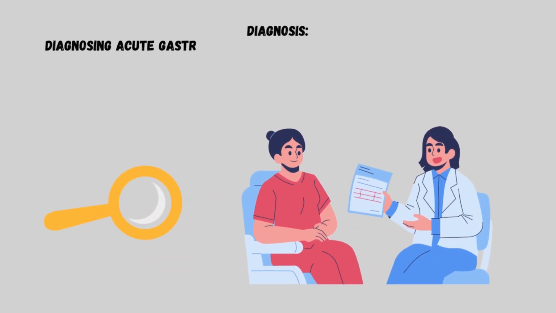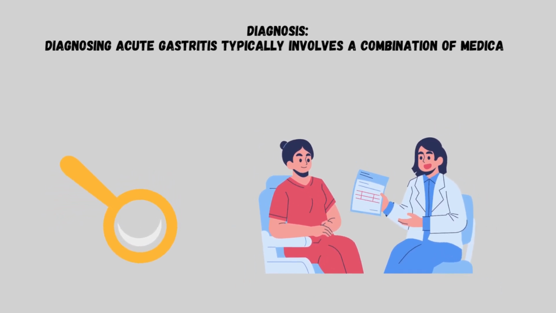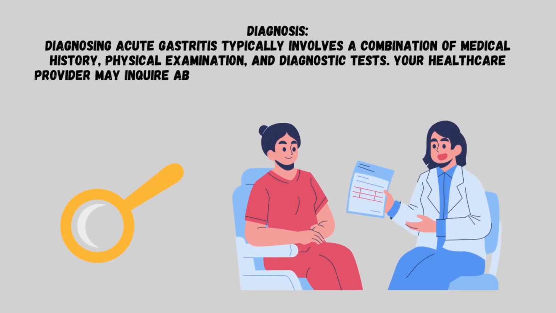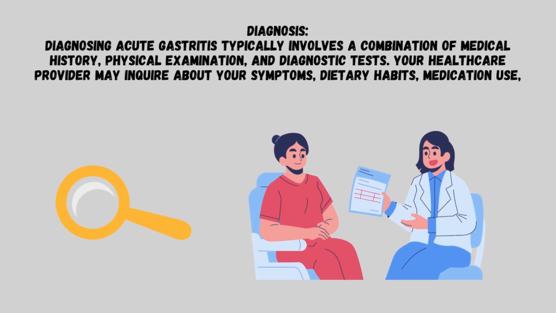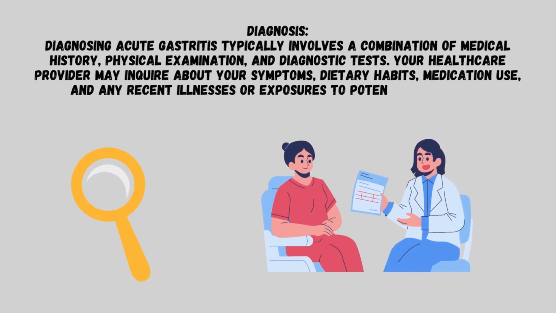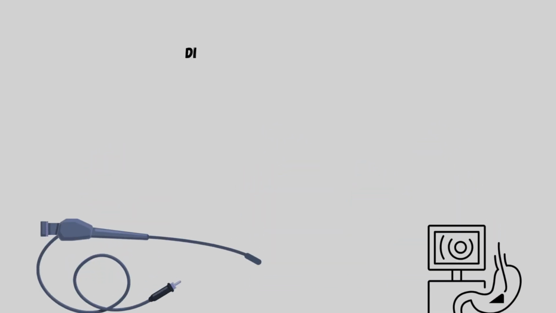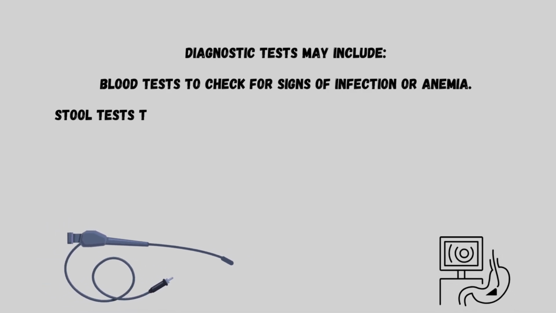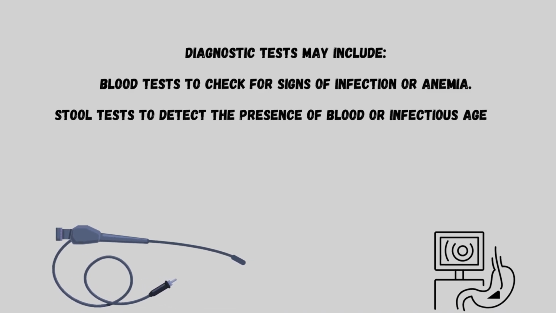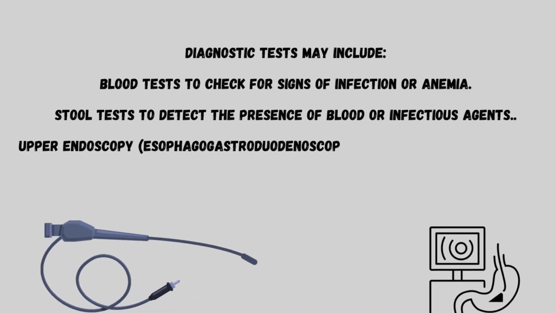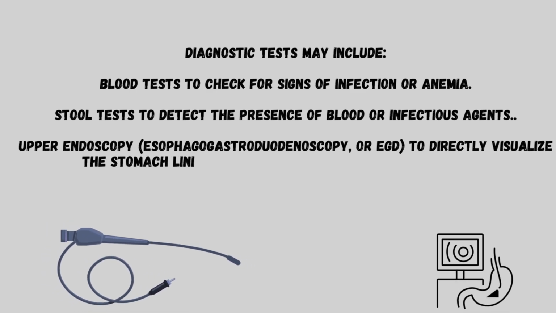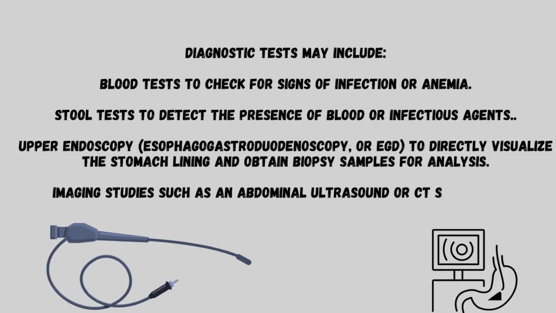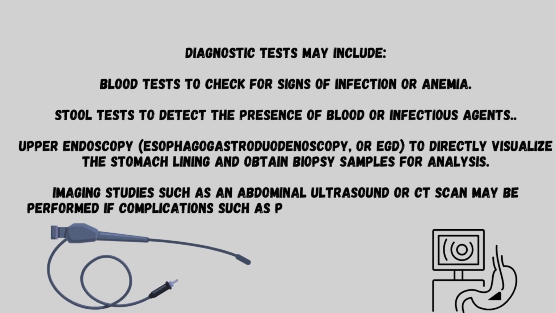Diagnosis. Diagnosing acute gastritis typically involves a combination of medical history, physical examination, and diagnostic tests. Your healthcare provider may inquire about your symptoms, dietary habits, medication use, and any recent illnesses or exposures to potential irritants. Diagnostic tests may include blood tests to check for signs of infection or anemia, stool tests to detect the presence of blood or infectious agents, upper GI endoscopy to directly visualize the stomach lining and obtain biopsy samples for analysis.